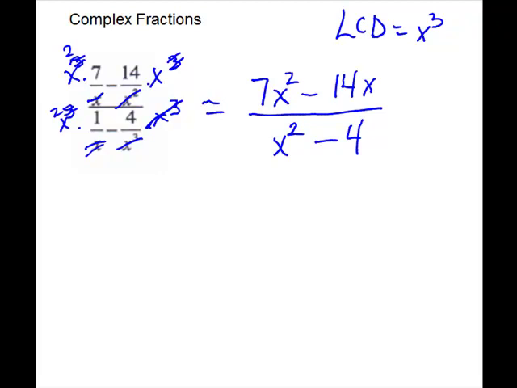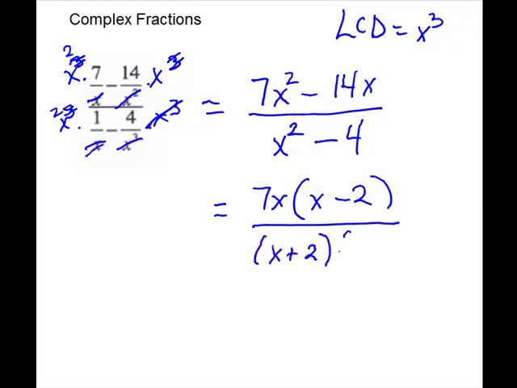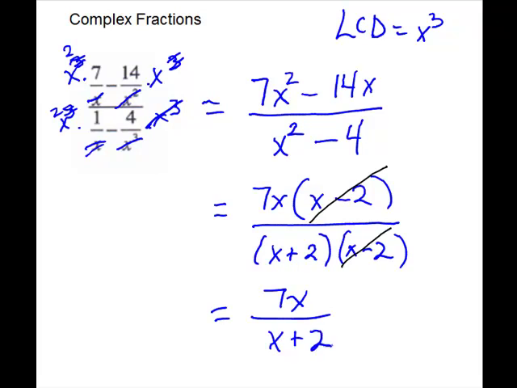Right, we need to see if this will factor to reduce. On the numerator, we can take out a GCF. We can take a 7x. That leaves x minus 2. Your denominator is a difference of squares. X plus 2, x minus 2. And we did get something to reduce this time. The x minus 2 will divide out. So that leaves us 7x over x plus 2.